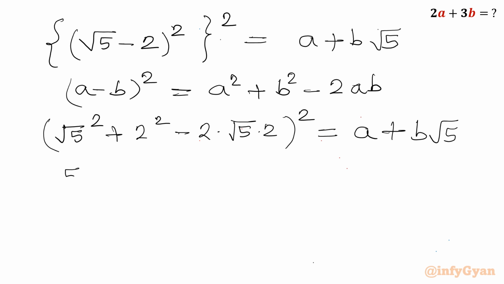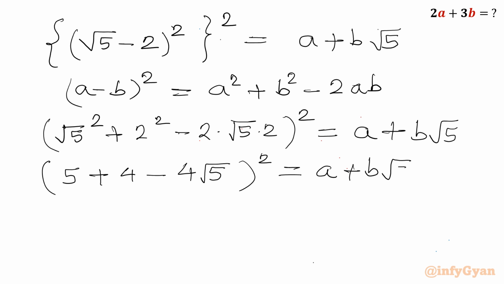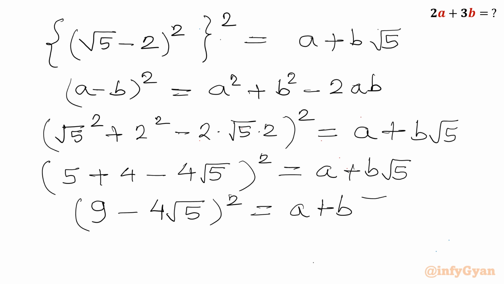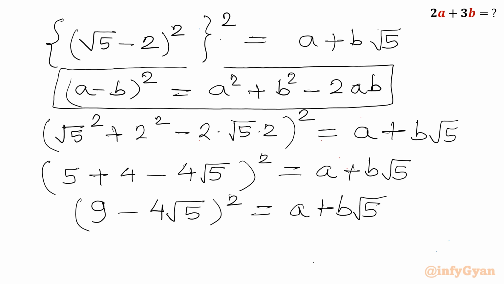Now root 5 square is 5, 2 square is 4, minus 2 times 2 is 4 root 5, whole square. This will be equal to a plus b root 5. So LHS will become (9 minus 4 root 5) whole square equal to a plus b root 5. Again, I will use the same identity, a minus b whole square, a square plus b square minus 2ab in LHS.